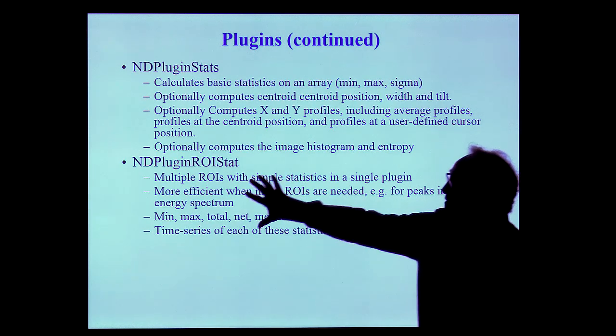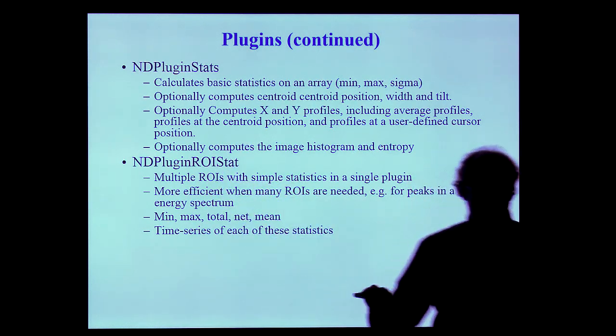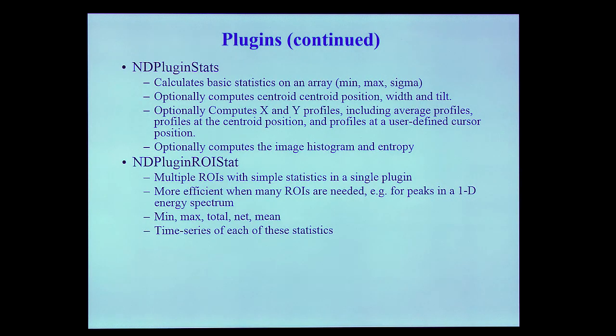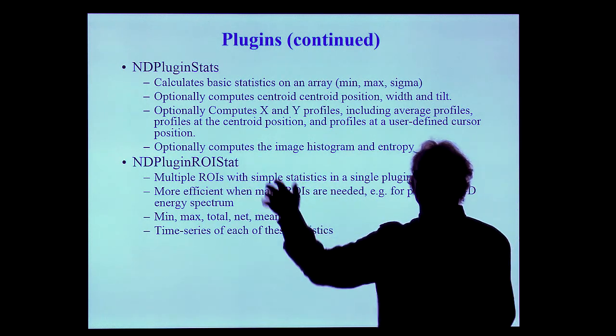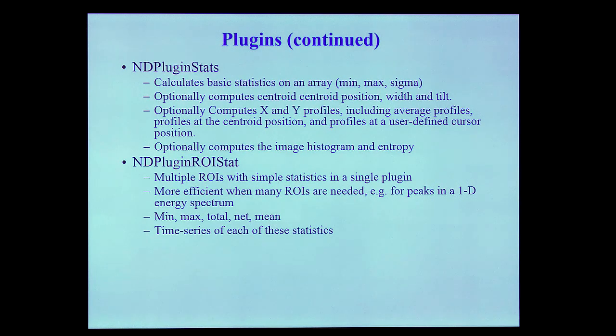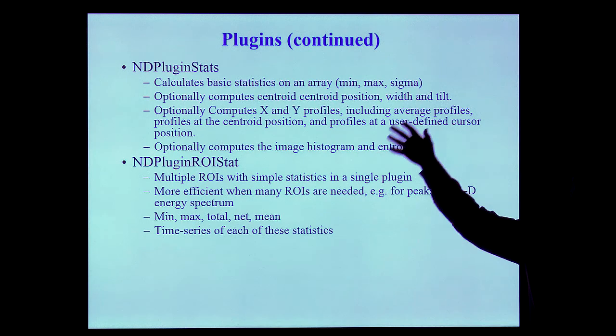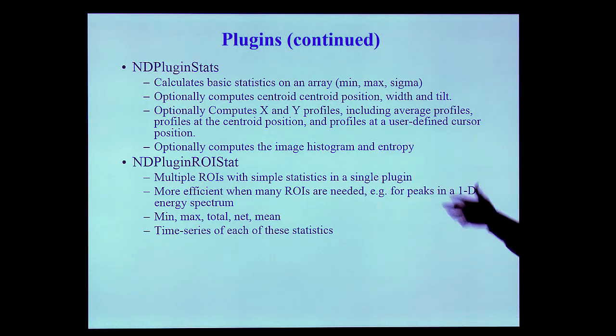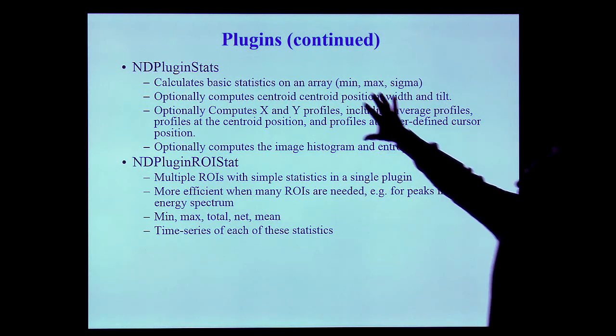There's something called a region of interest stat plugin. That combines the features of the region of interest plugin and the statistics plugin, but it lets you have multiple regions of interest with simple statistics. So let's say you've got a one-dimensional detector and you want to have regions of interest around each of your fluorescence peaks. You don't want to have 32 statistics plugins and 32 regions of interest plugins, just when one plugin would do. So that's what this does. But it's simpler statistics than this one.